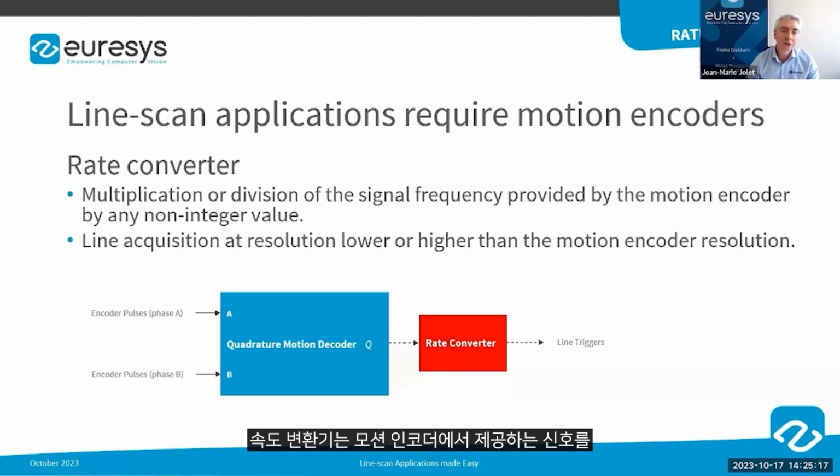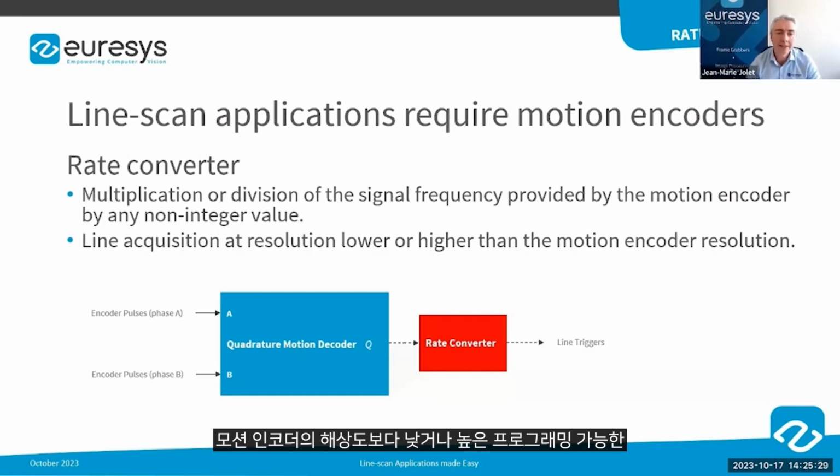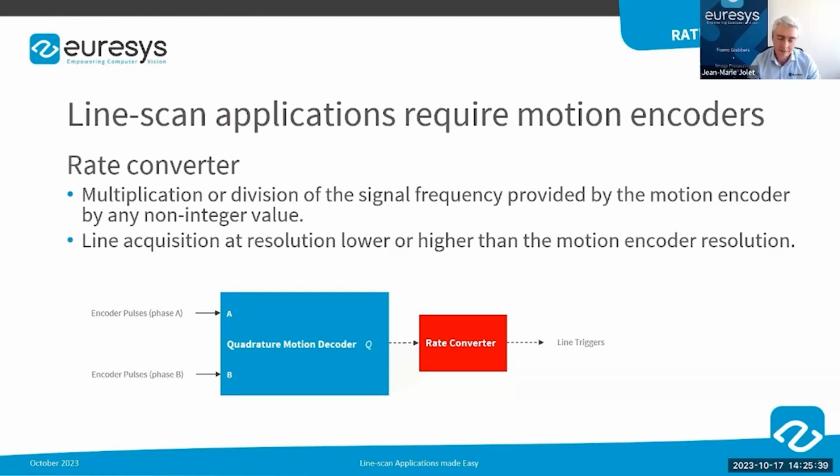To solve this problem, Euresys provides the rate converter. The rate converter multiplies or divides the signal provided by the motion encoder by any rational number. This allows the camera to acquire lines at any programmable resolution, lower or higher than the resolution of the motion encoder. This feature is implemented in all the Euresys frame grabbers.